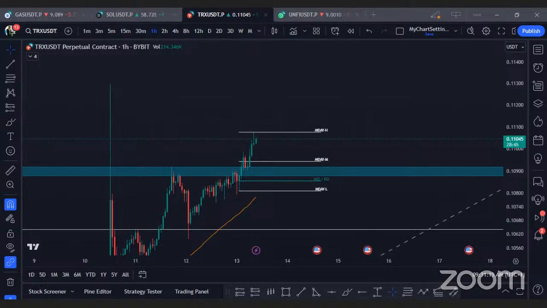Okay, guys. So the next token. For this TRX, I wait for a pullback, right? I'm on the 1 hour time frame. I wait for a pullback to that level of 0.109, or 0.108, anywhere around there. That's basically what I'm looking at for TRX. Then Lucy wants us to look at APE.